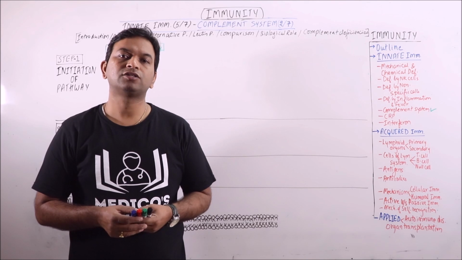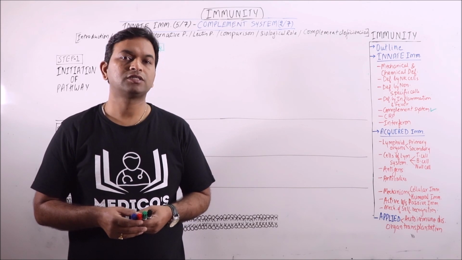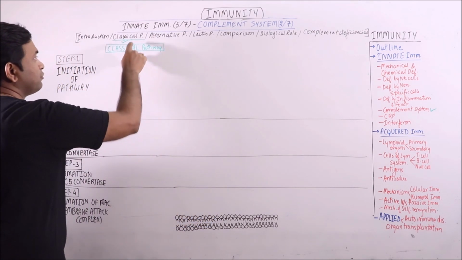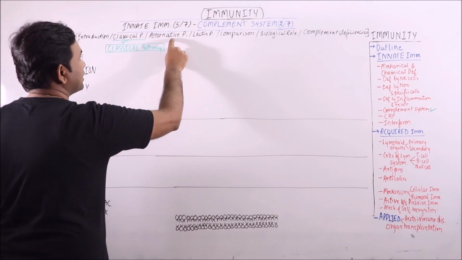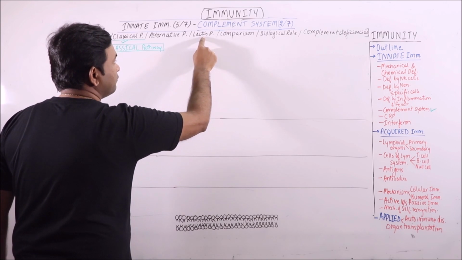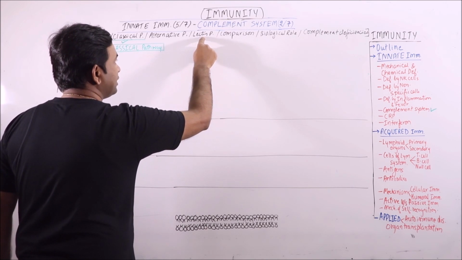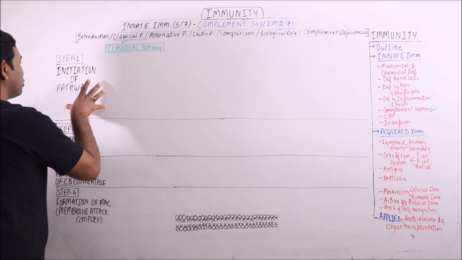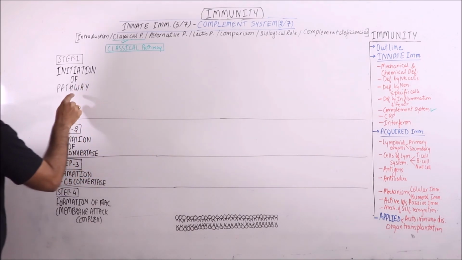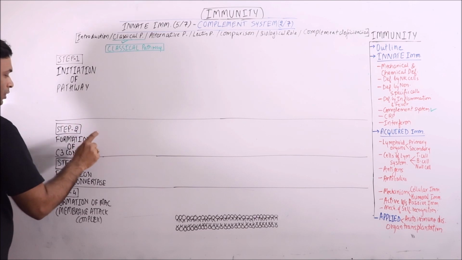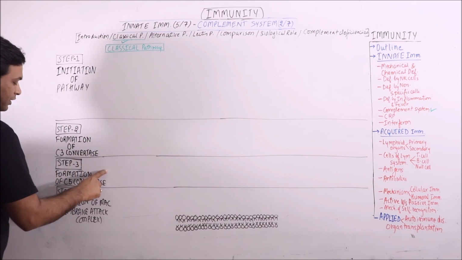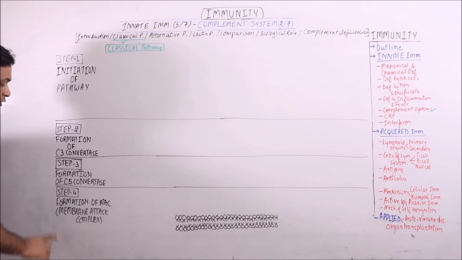This is a series of lectures on complement system and I am going to discuss the classical pathway in this video. There are basically three types of pathways, that is classical pathway, alternative pathway and the lectin pathway, which is also known as mannose binding lectin pathway. All these pathways will proceed under four steps. First one is initiation of pathway, second one is formation of C3 convertase, third step is formation of C5 convertase, and fourth step is formation of membrane attack complex.